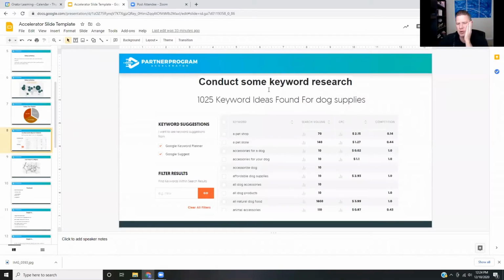Now conduct some keyword research. I'm going to explain this a little bit more here in just a second. What if you have other businesses than a selected niche? Home brewing, you'd have to do the research.